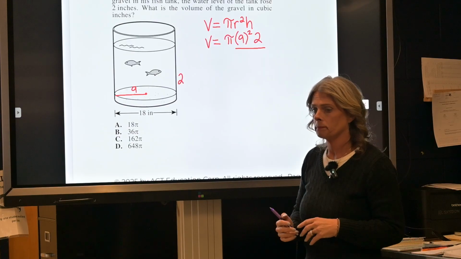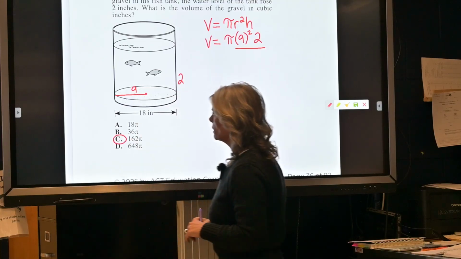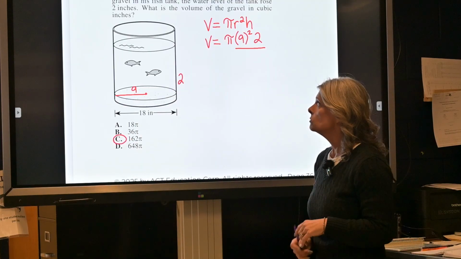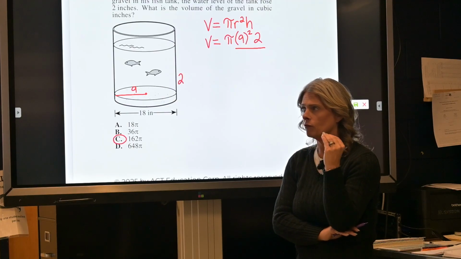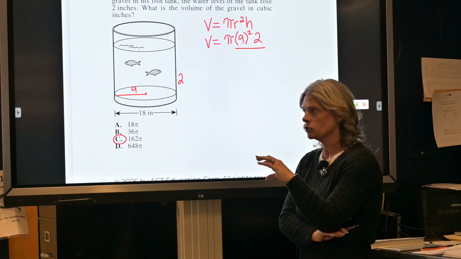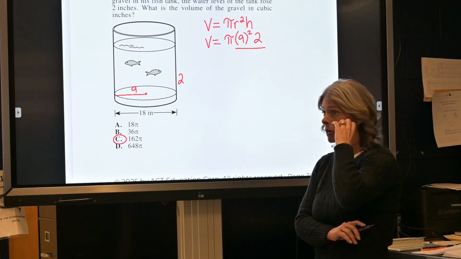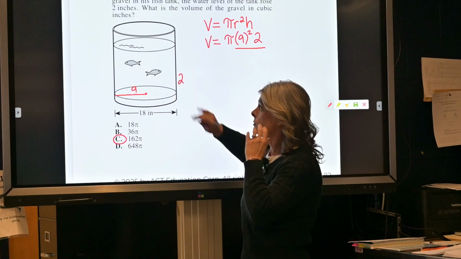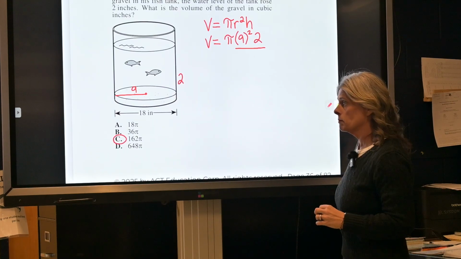And what did y'all get? 162 pi. Okay, 162 pi. One thing that is a little different about this is we aren't actually measuring the volume of the cylinder. We're just measuring the volume of the amount it moved, which was the 2 inches. And that's why we can just do 2 as our height. All right, any questions about that? Nope, okay.